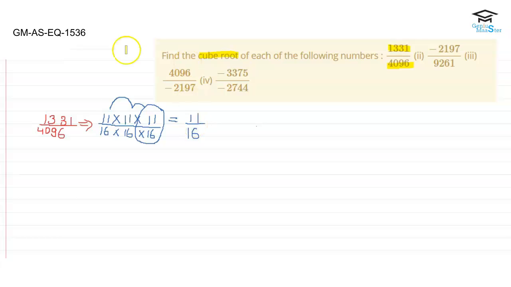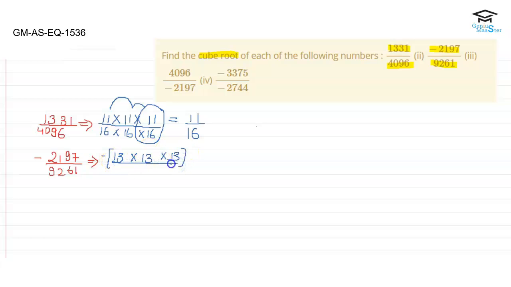The next one we have is minus 2197 by 9261. Continue with the solution. So negative of 2197 by 9261. When we factorize 2197, we get 13 into 13 into 13. The negative will come out.